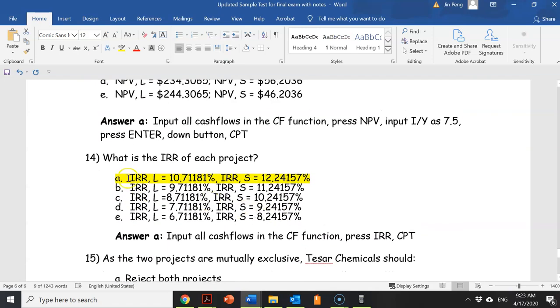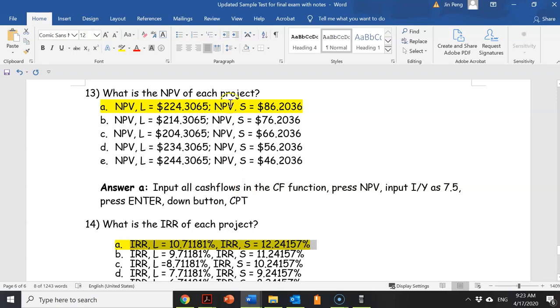Based on IRR, however, both IRRs are larger than WACC, 7.5%. However, S has a higher IRR, so based on IRR, we should accept S. So we have conflicts here based on the two measures. Based on NPV, we should go with L. Based on IRR, we should go with S. And recall that NPV is a better measure compared to IRR. So we should make our final decision based on NPV and choose L.